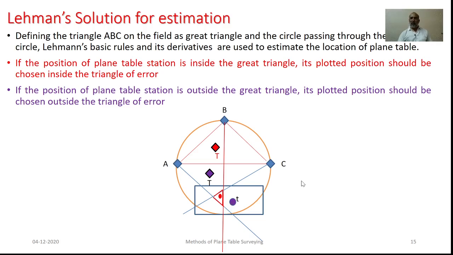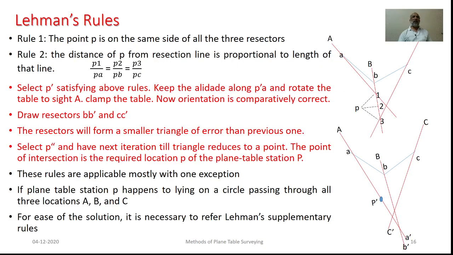In addition to these broad guidelines, one is expected to follow these 2 rules meticulously. The first rule tells us that the point P is always on the same side of all 3 resectors. See here, once again, capital A, capital B, capital C are the ground stations. Their respective locations are small a, small b, small c.